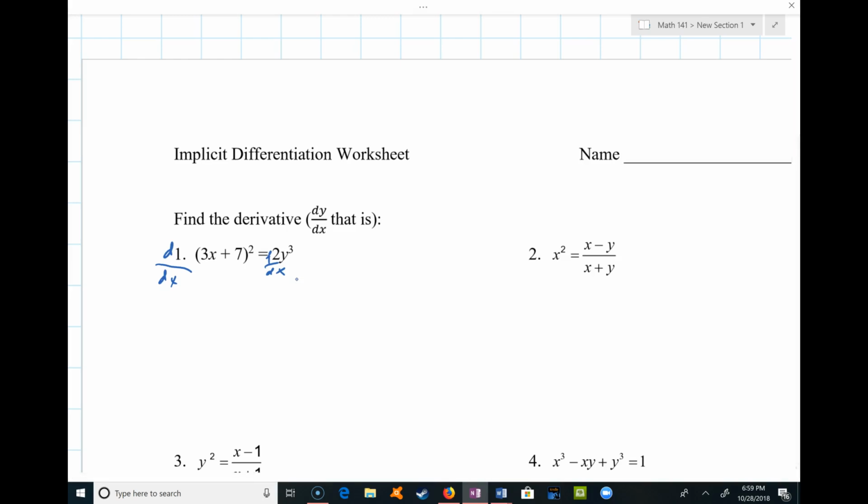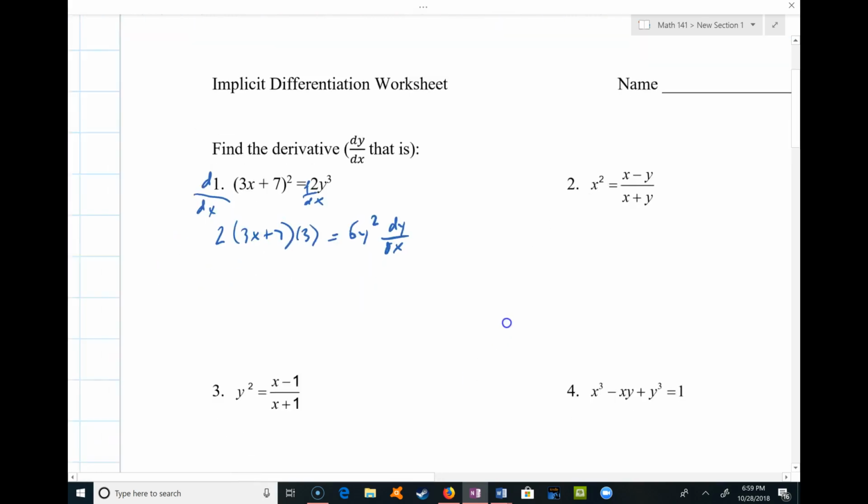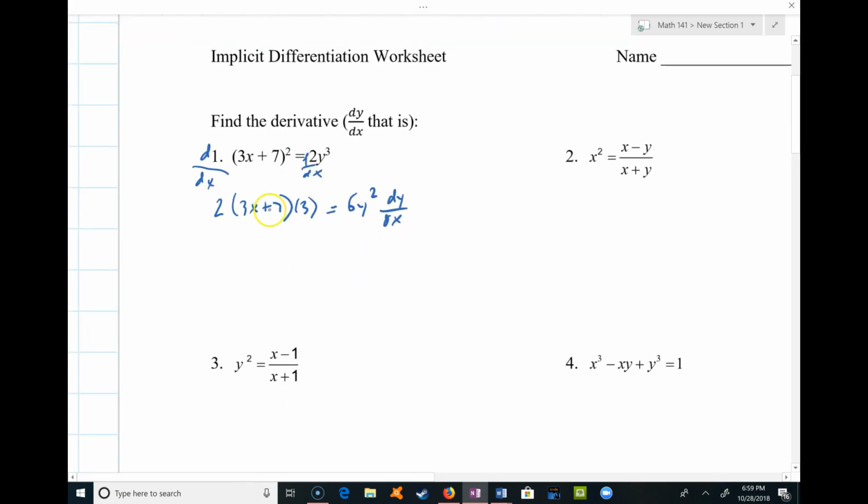So the derivative of the left side is going to be 2 times 3x plus 7 times the derivative of 3x plus 7, which is just times 3. The derivative of the right side is going to be the derivative of 2y cubed, which would be 6y squared, times the derivative of y, which is, of course, dy dx, because I don't know how y changes with respect to x. So over on this side, I got a 6 times 3x, which would be 18x, and a 6 times 7, which would be 42. And over here, I have a 6y squared dy dx.